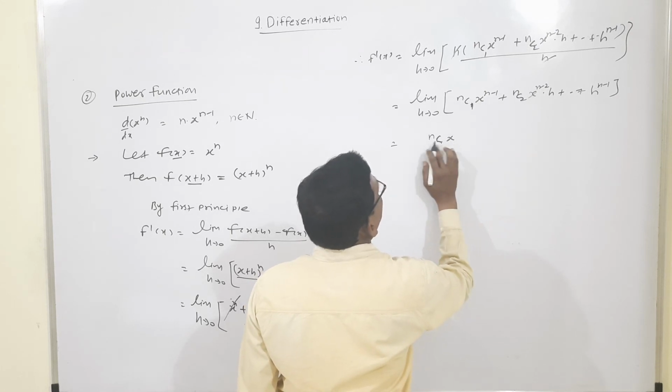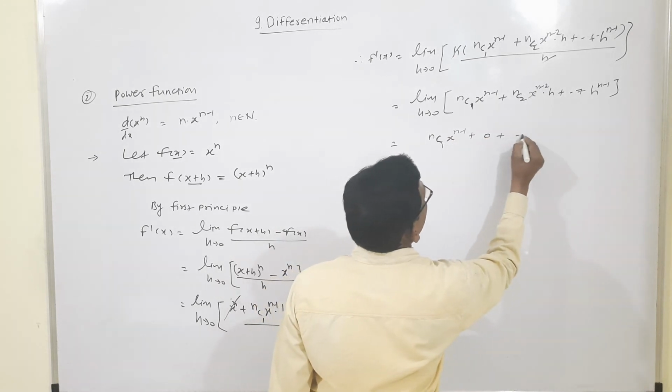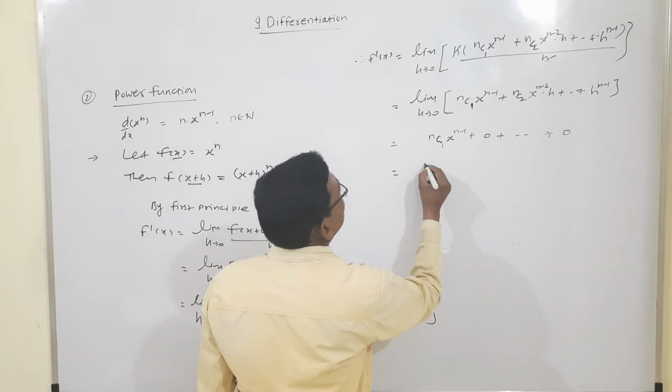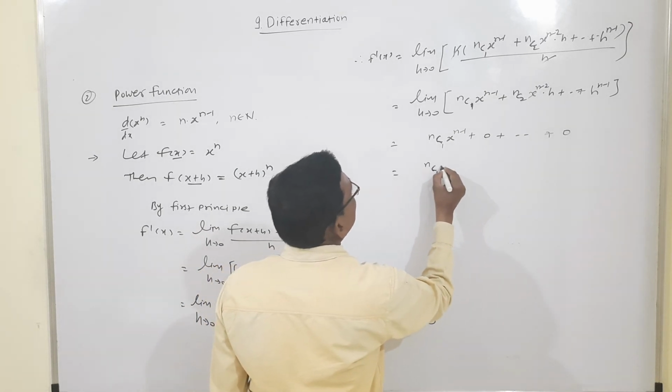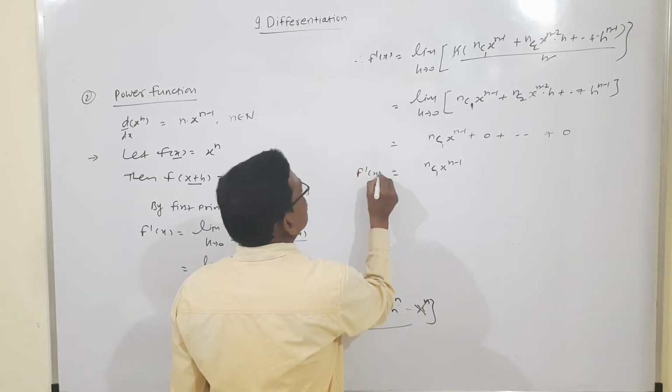So when we apply the limit, it is only n combination of 1 into x raised to n minus 1 plus 0 plus so on to plus 0. Therefore it is only n combination of 1 into x raised to n minus 1. So this is f dash x.